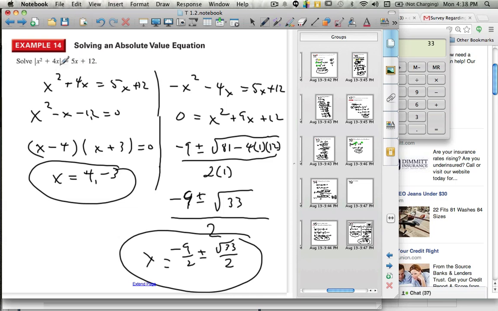Okay, the key element is I have to solve the equation where what is inside the absolute value is equal to the other side of the equation, and also that its opposite is equal to the other side of the equation.